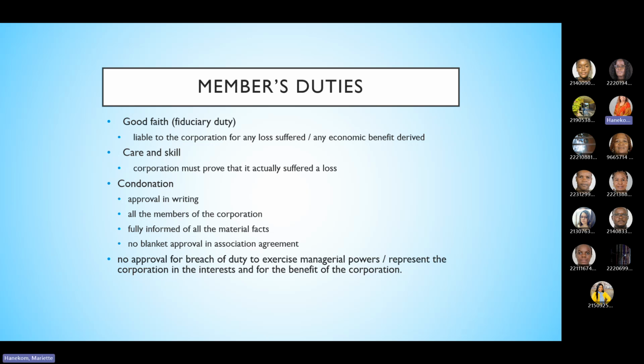This condonation, however, does not apply. No approval can be given for a member's failure to properly exercise their managerial powers or to represent the corporation in the interest and for the benefit of the corporation. Which is why I said this condonation primarily applies to cases where there was a breach of care and skill. Due to good faith, you have to act in the best interest of the corporation. If you don't, that cannot be condoned.